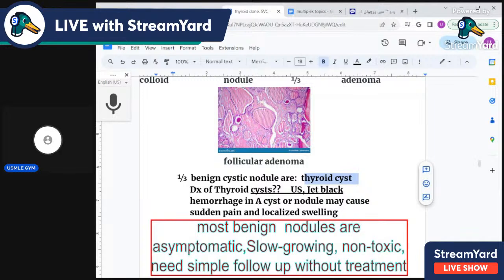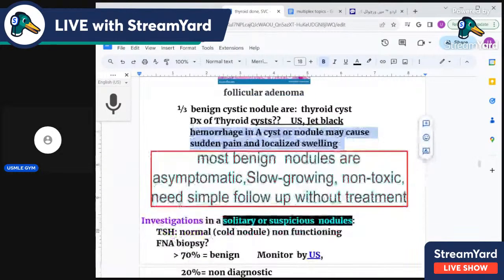Now, the benign cystic nodule is the most common, occurring in one-third of cases, and it's a thyroid cyst, which is diagnosed by ultrasound, and it appears jet black on ultrasound. I'll show you in a moment. Hemorrhage in a cyst may cause pain, or it may cause localized swelling. Pain and hoarseness in a cyst may be due to malignancy also.